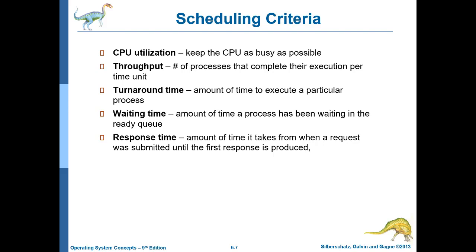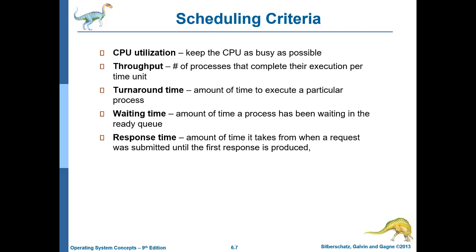So if we are going to choose an algorithm for scheduling, then we should consider some criteria, and these are the 5 criteria we are going to see. How do we select an algorithm? CPU utilization, throughput, turnaround time, waiting time, and response time. A good algorithm must maximize CPU utilization and throughput.